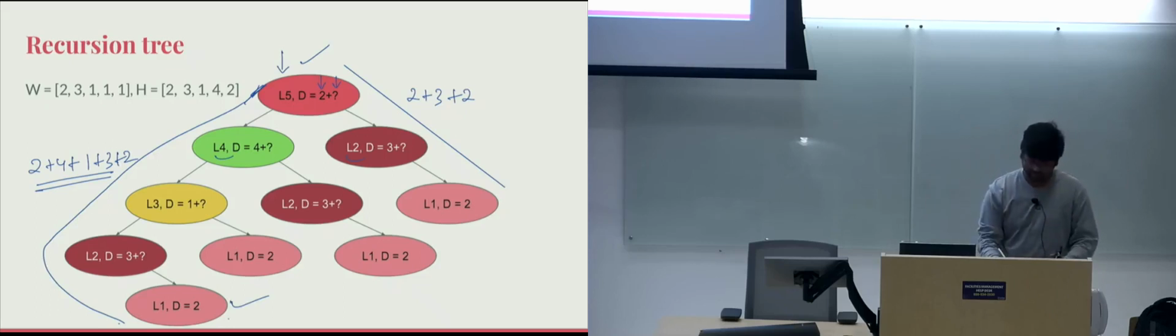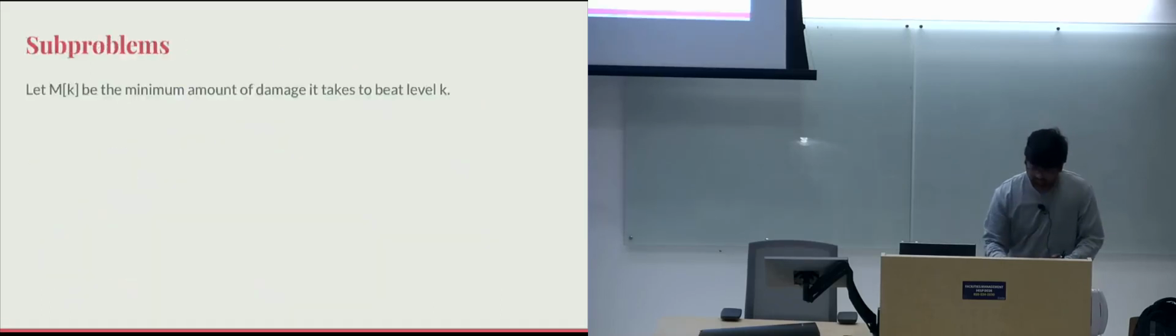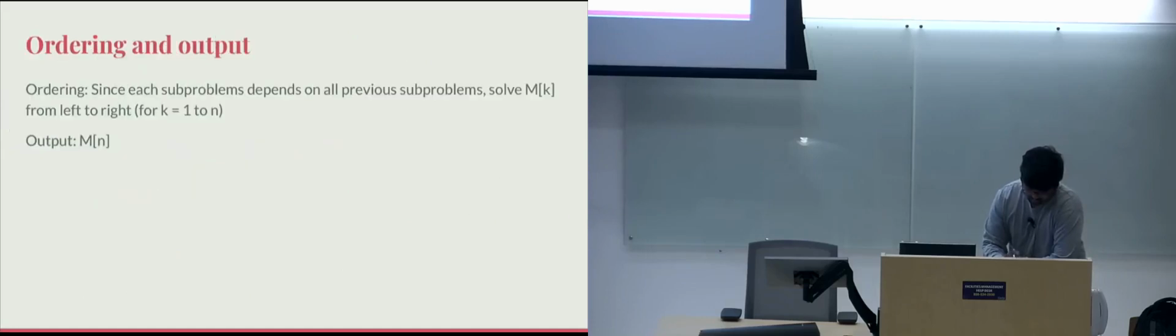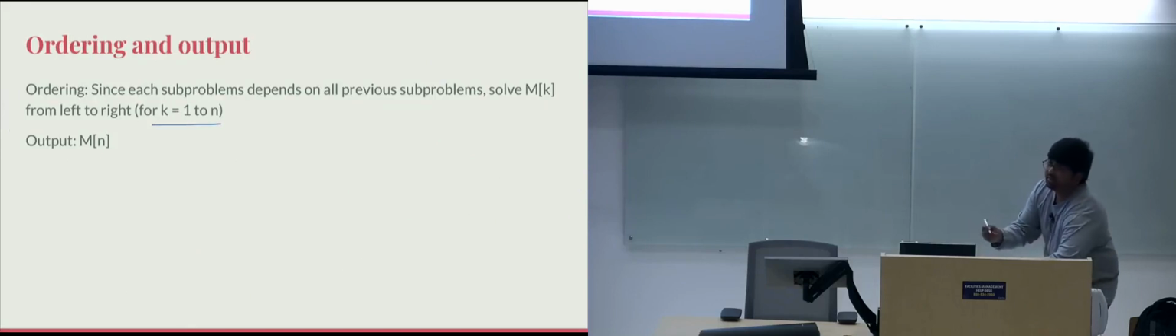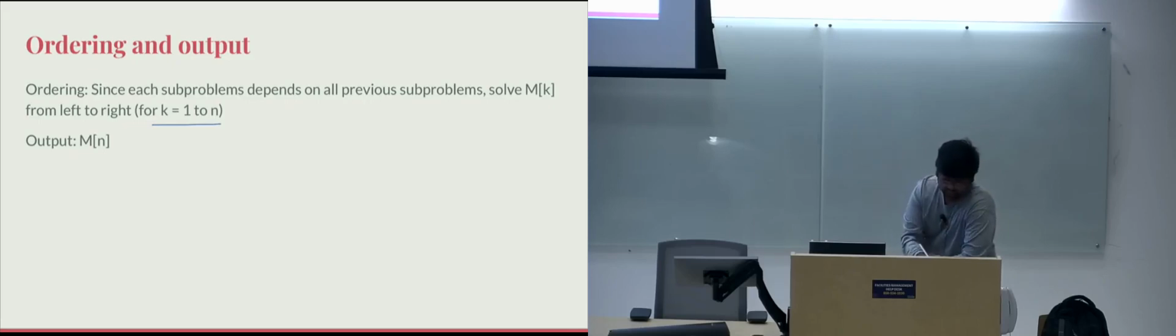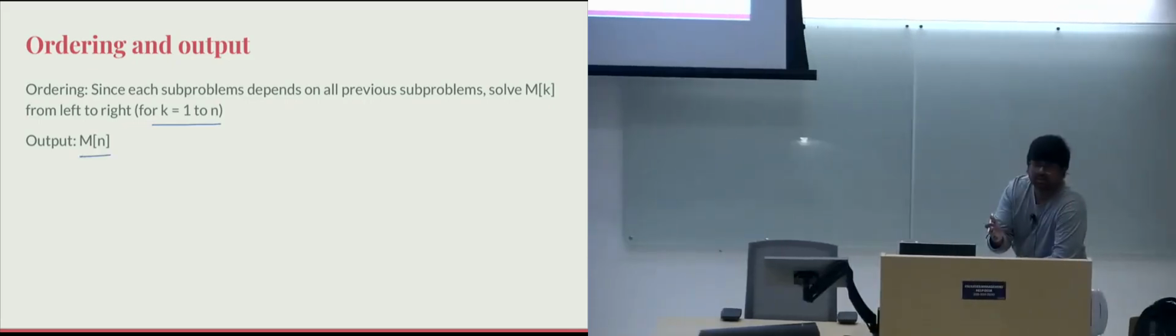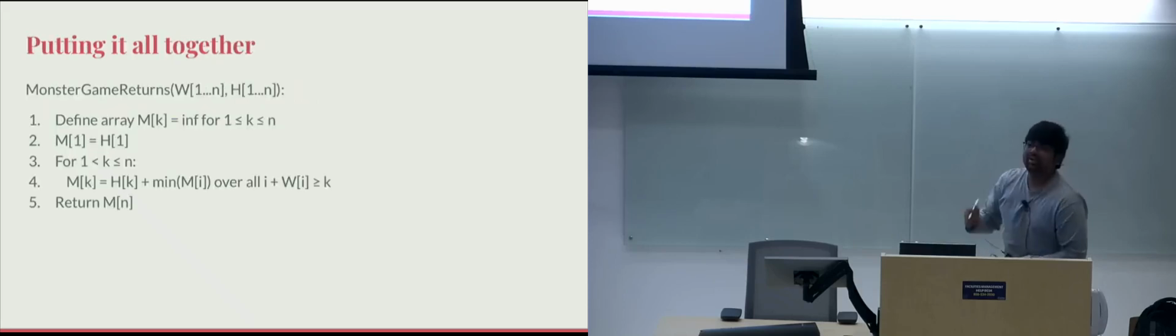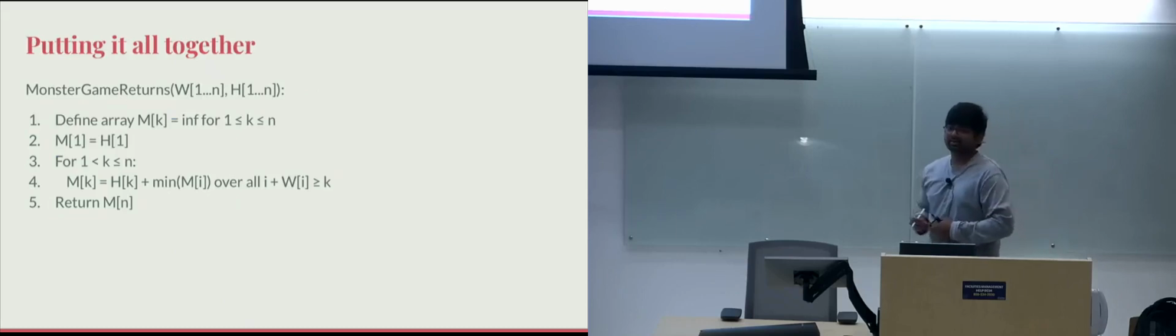First you solve this one, and then you solve this one, because once you solve this one, this is nothing but 3 plus 2. Is it clear? So this is what it is saying. We are solving from 1 to n. We solve the base case first, and then we go level up until we reach level n. And your output is nothing but the damage you took for the last level. Is it clear? Okay, great. Please feel free to interrupt me if anything is unclear, if anything doesn't make sense.